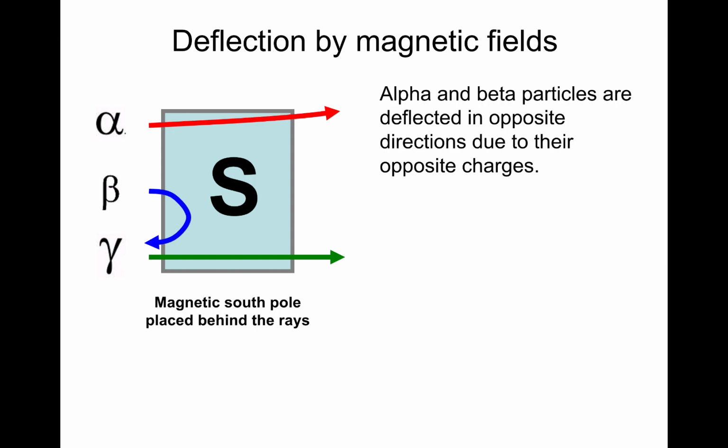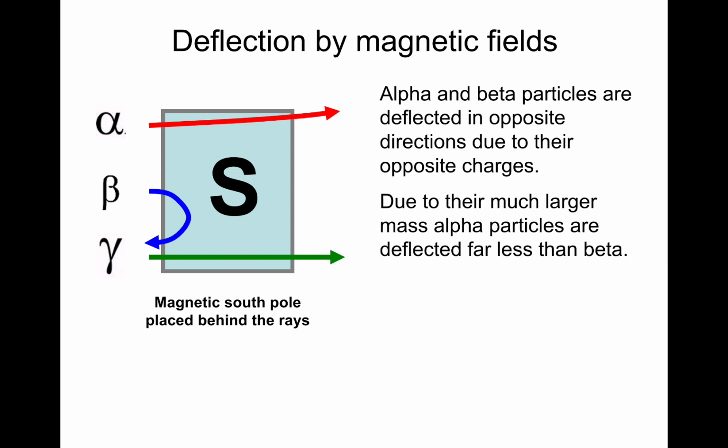But why is beta deflected more severely than the alpha radiation? It's quite straightforward. Due to their much larger mass, alpha particles are deflected far less than beta. An alpha particle is just under 8,000 times more massive than a beta particle, which is an outrageous amount. For example, if your body mass was 1 kilo, the equivalent human that's 8,000 times heavier would have a mass of 8,000 kilograms, or 8 tons. So it's a big difference, hence the more severe deflection for the beta particle.